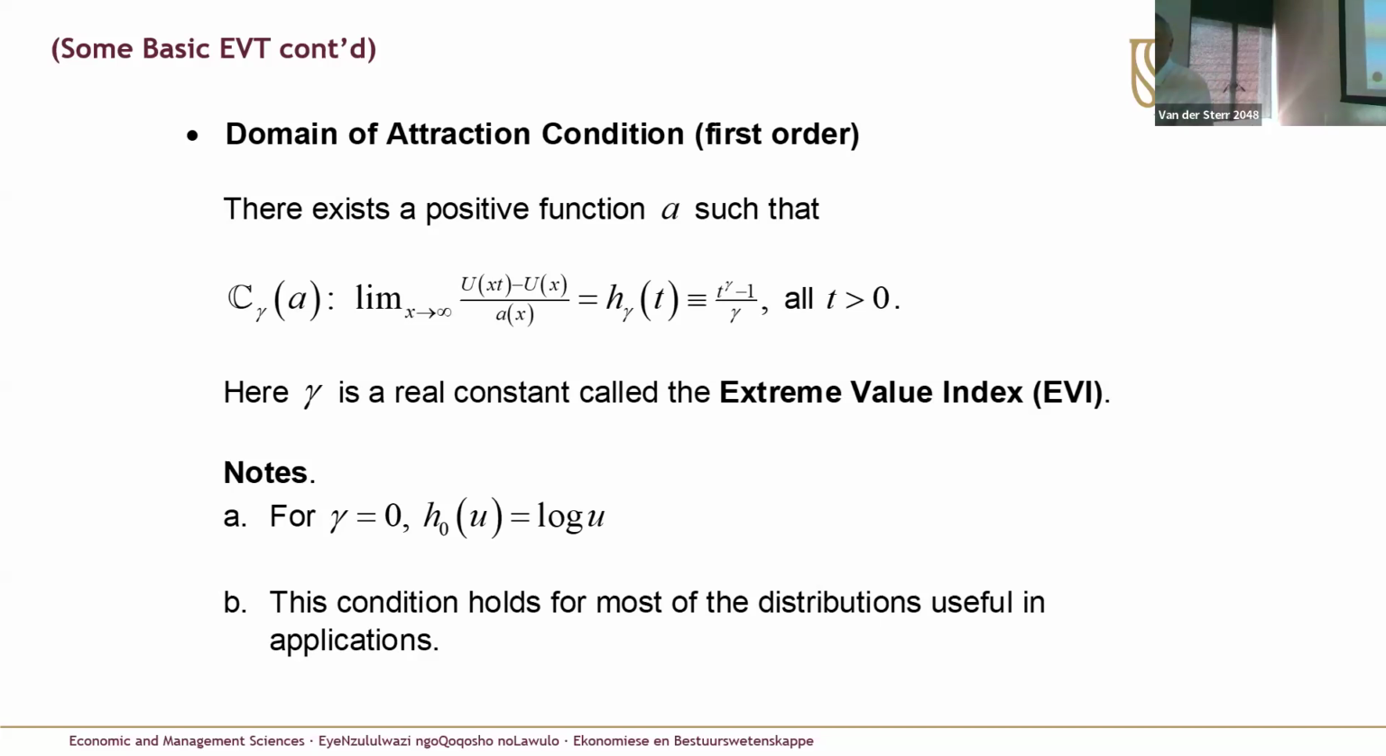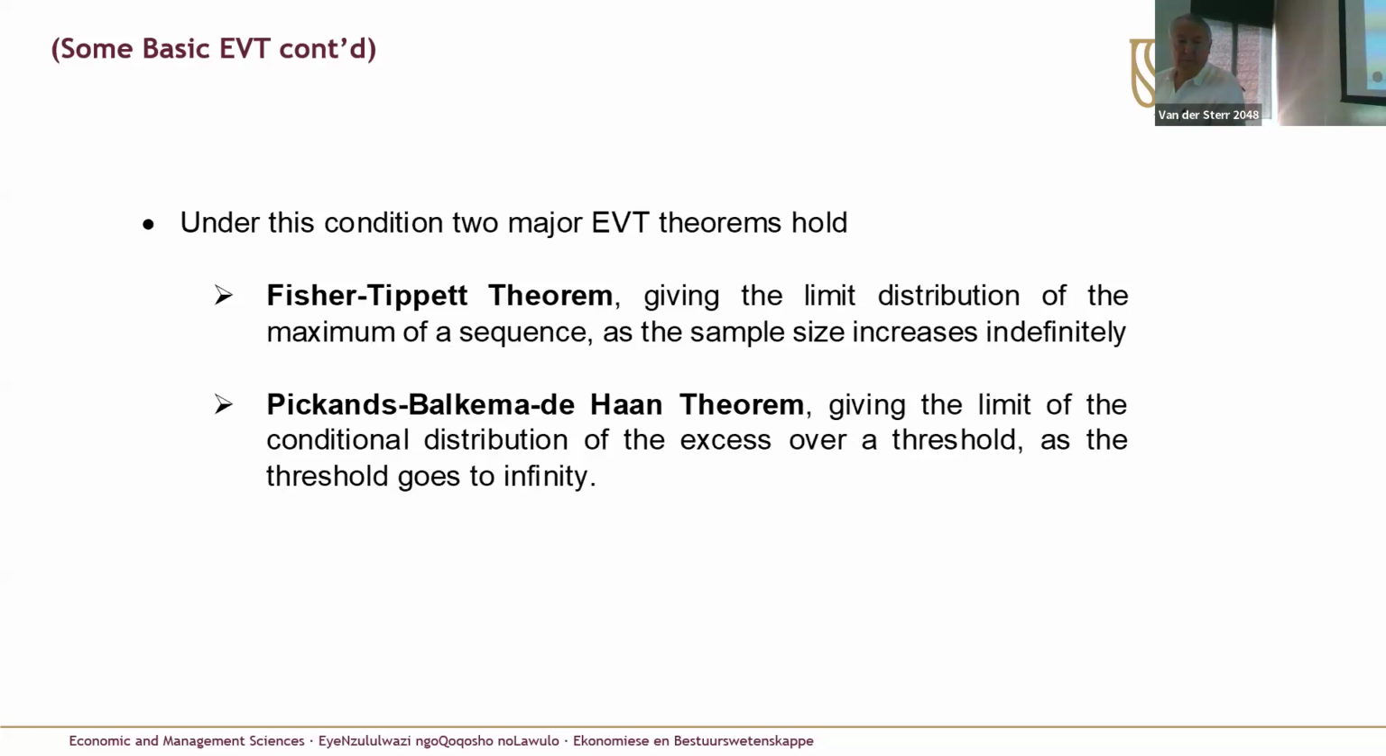Okay. Just note that for gamma 0, we take the right-hand side as log U. And this condition holds for most distributions that are useful in applications. So it's a very, very widely applicable assumption. And also, it's the basis for two major theorems of extreme value theory.